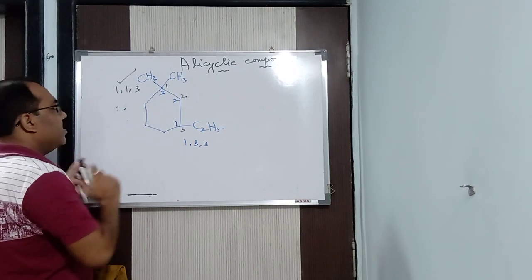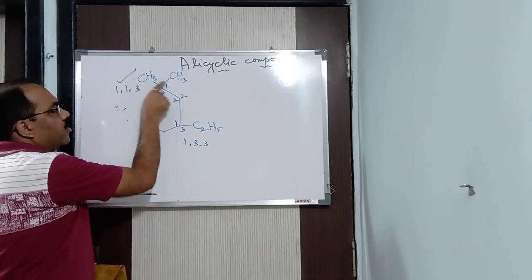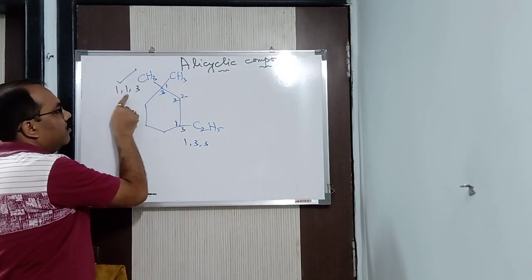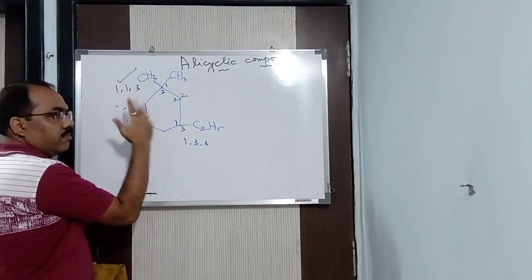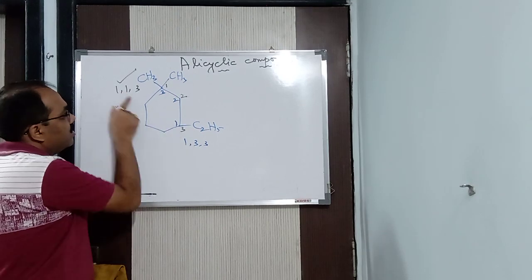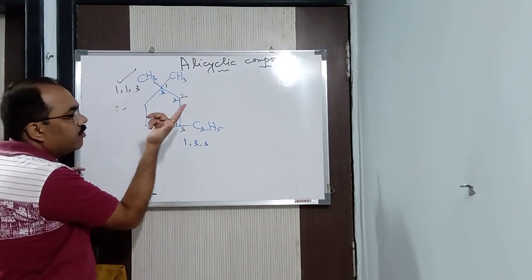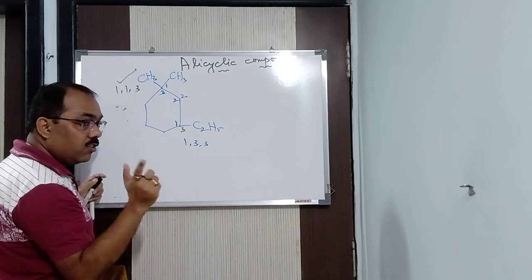Okay, now if I start numbering from here, then what do I get? First position, 2 methyl, 1, 1, and third position ethyl, 1, 1, 3. So which is the lowest? The first one is 1, 1, same, leave it. The second one is 1 and 3, which is the lowest? 1 is the lowest. So hence we will start counting from here. Got it now? I am not violating the lowest number rule here.